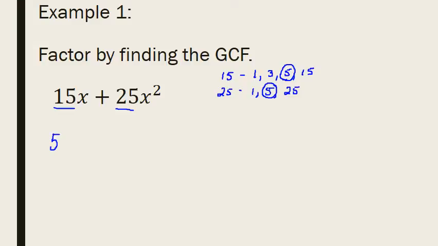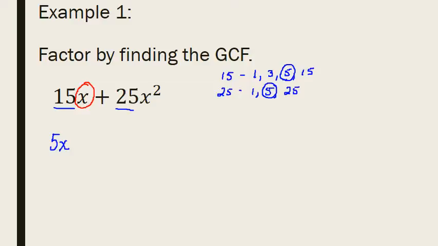And then whenever you look at the variables, first of all, they both have to have the same variable in common, and then you pick the smallest exponent. So right here, they both have an x, and the smallest exponent is x to the first, or just x. So we're going to write x right next to our 5. And that is our GCF.